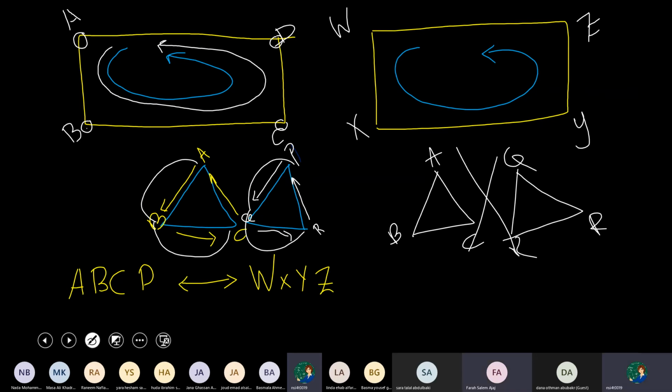Miss Teacher, here it's written QPR, not PQR, yes? Yes, QPR. Yes, thank you.